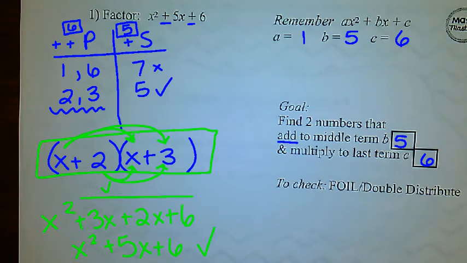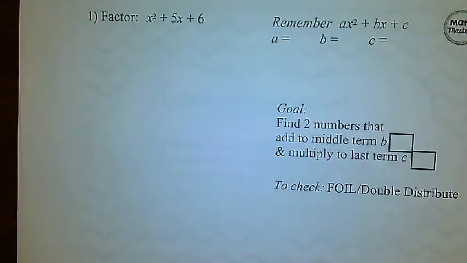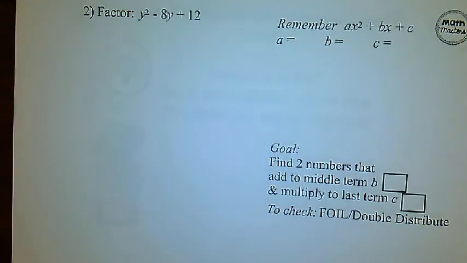Okay, let's do another one. That is when we have two positives. If it's a positive, both of our factors are going to be positive.